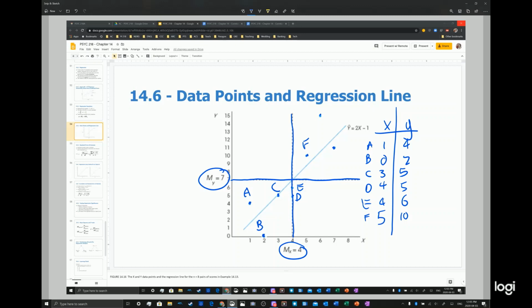5 and 10. G is 6 and 15. And H is 7 and 11. So with these, we can calculate the mean, and we've done that already. Mean of X is 4 and the mean of Y is 7. From these, we can calculate our sum of squares X and sum of squares Y. And we have enough values to do so. We know N here is 8.